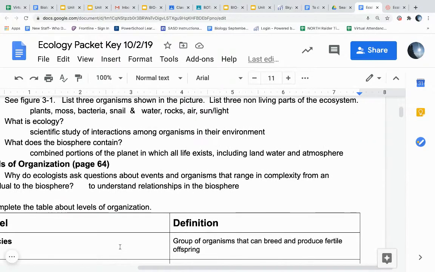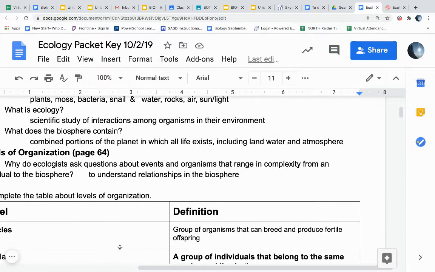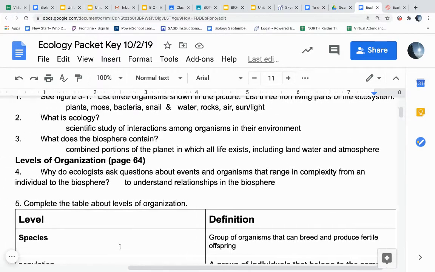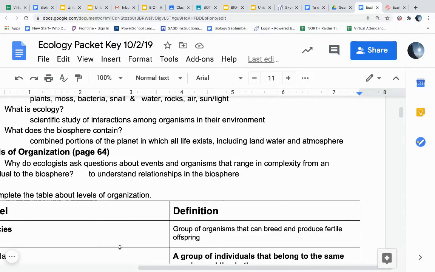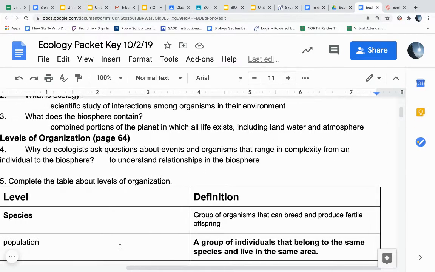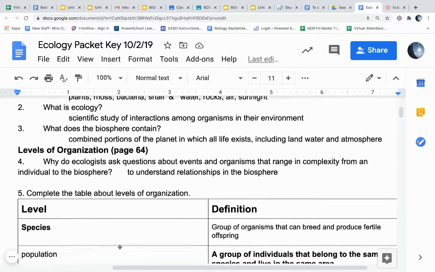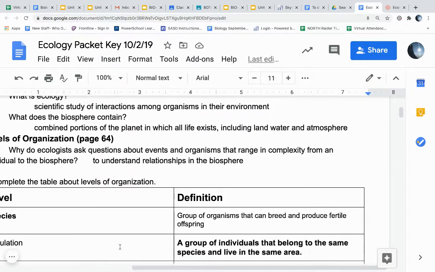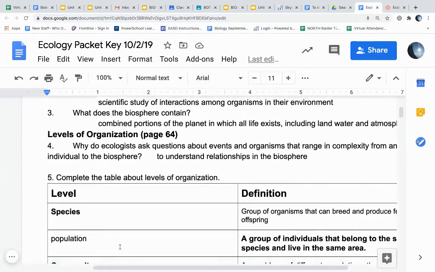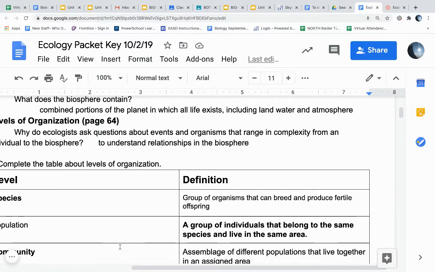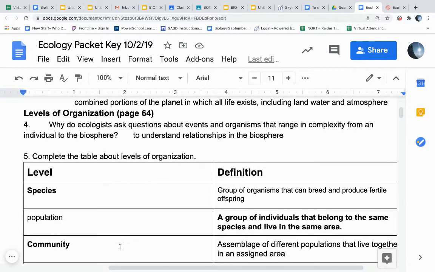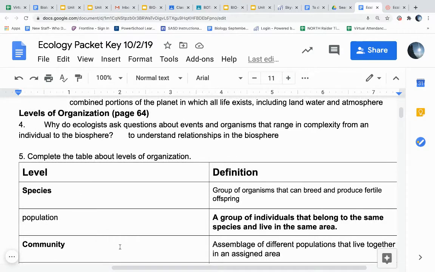So species, remember, is a group of organisms that can breed and produce fertile offspring. A population then is a group of individuals that belong to the same species and live in the same area. So an example of a species would be like elk. Population is a herd of elk in Yellowstone National Park. A community is an assemblage of different populations of organisms that live together in an assigned area. So for example, the elk and the wolves in Yellowstone National Park would be a community. We're still focusing on just living things.